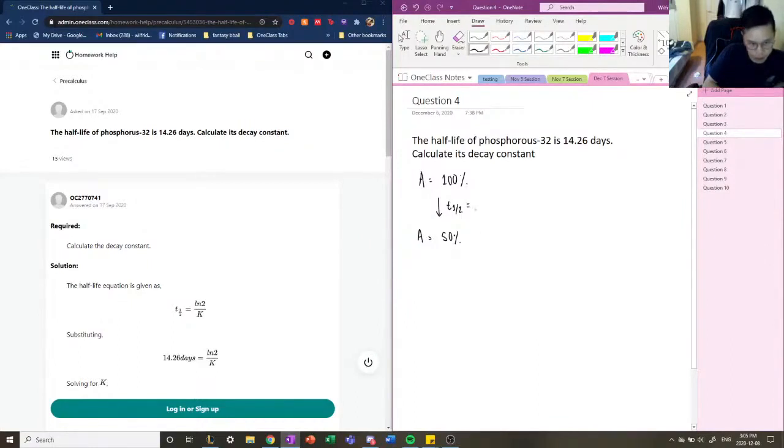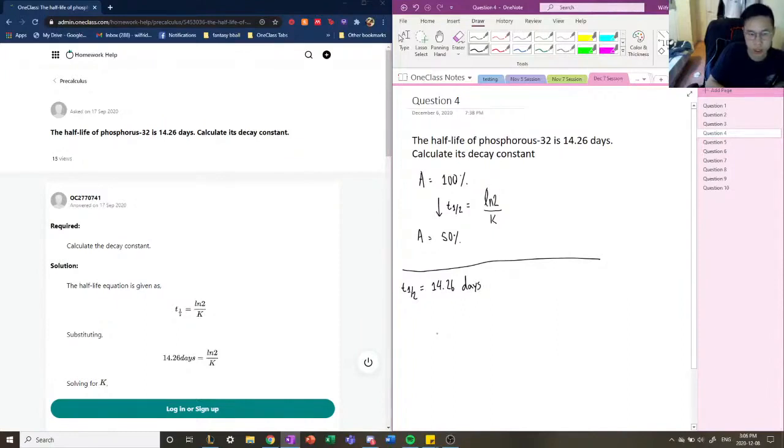So let me just write out that definition here. The half-life can be calculated by dividing ln of 2 by what we call the decay constant. This decay constant is what determines how fast or how slow a half-life is. In this case, we know that phosphorus-32's half-life is 14.26 days, right? So what we're given here is T of half equals 14.26 days.